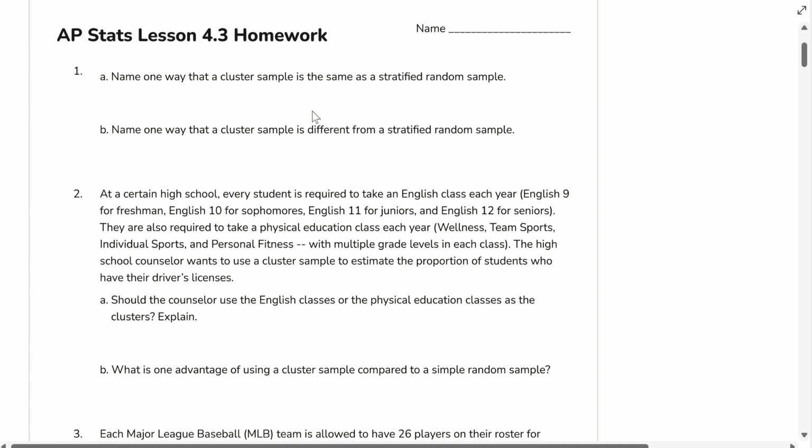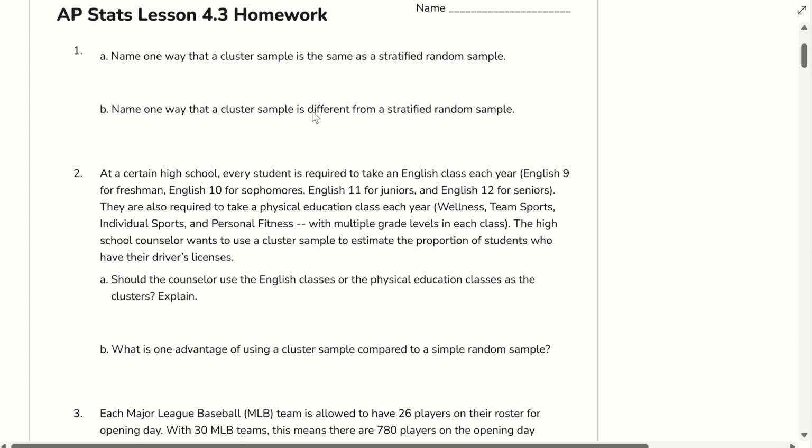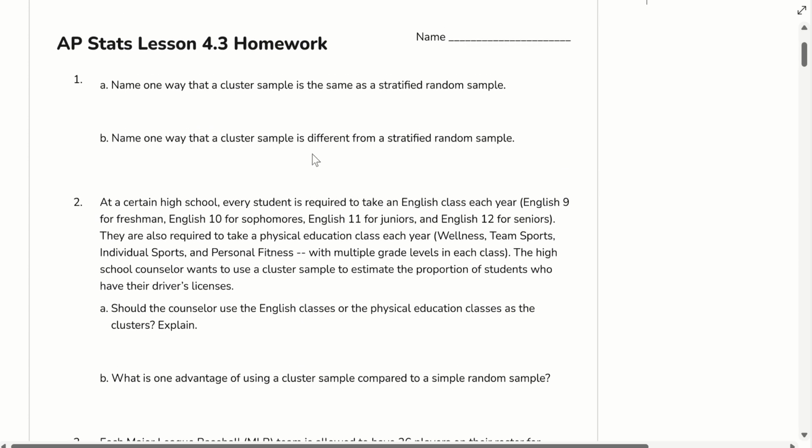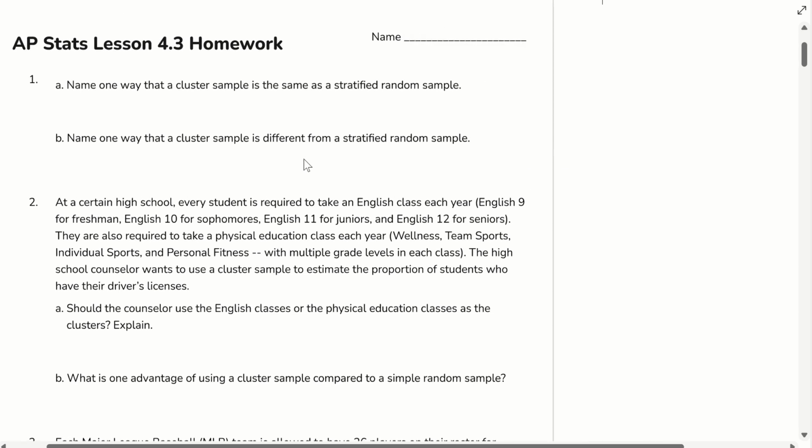So in 4.1 and 4.2, we looked at simple random sampling, and we looked at stratified, but now we're going to look at cluster and systematic sampling. So name one way that a cluster sample is the same as a stratified random sample.